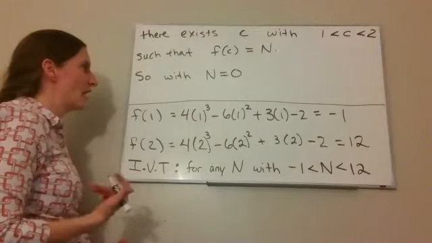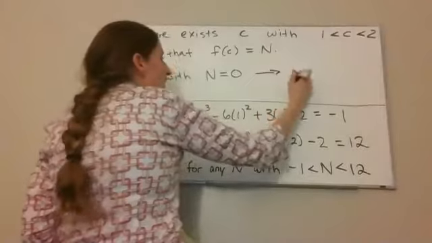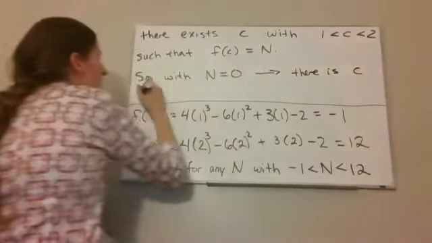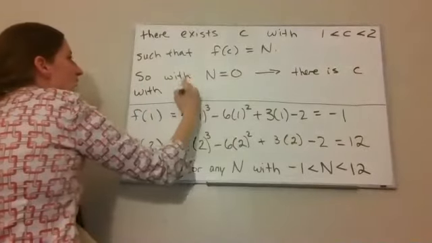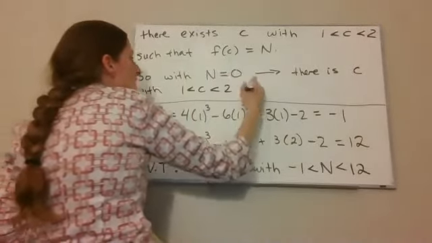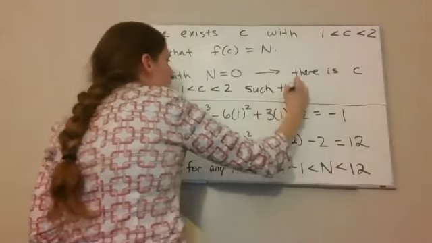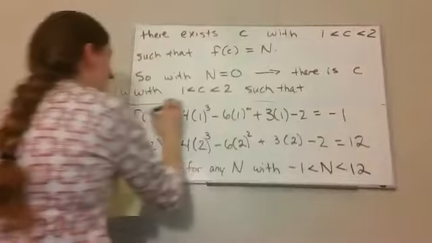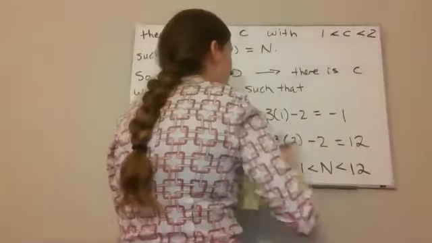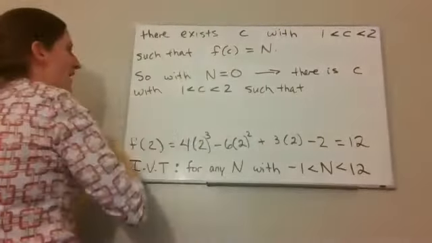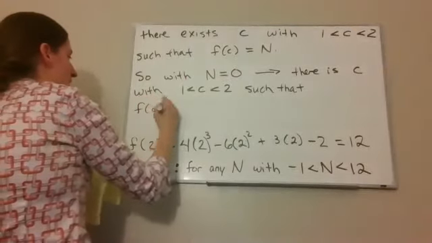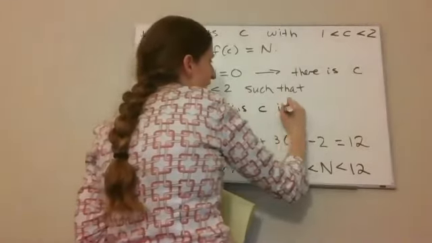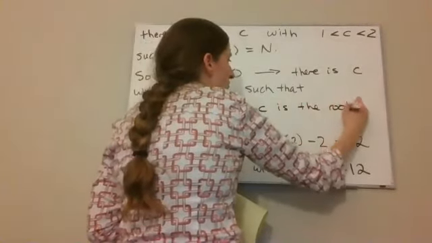So if we choose n equals 0, this means by that theorem, there is a c in between 1 and 2, such that my equation has that root. So such that my f of c equals 0. This c is the root.